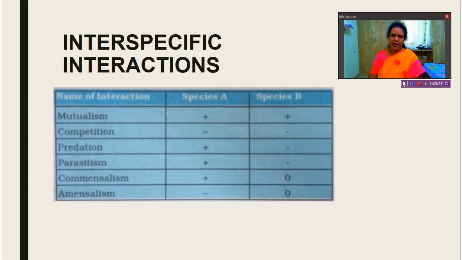So like this we can categorize interspecific interactions into 6 types. What are the 6 types? Mutualism, competition, predation, parasitism, commensalism and amensalism. So here we can see some organisms are getting benefit and some are having bad effects or harmful effects on them, and for some interactions are neutral, there is no effect at all. So like this we can study the interactions. We'll see one by one the interspecific interactions in the coming videos.